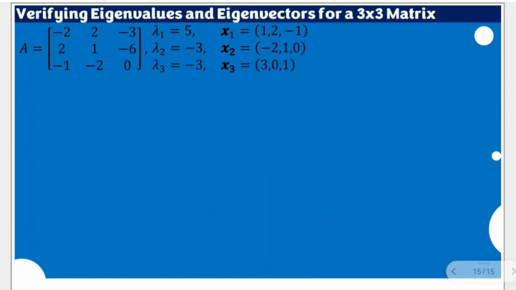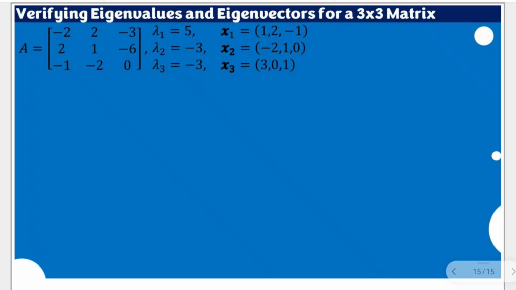For this video, we are going to verify the given pairs of lambda values and vectors if they are eigenvalues and eigenvectors for the given 3 by 3 matrix. Our 3 by 3 matrix here, matrix A, has the entries negative 2, 2, and negative 3, 2, 1, negative 6, negative 1, negative 2, and 0.